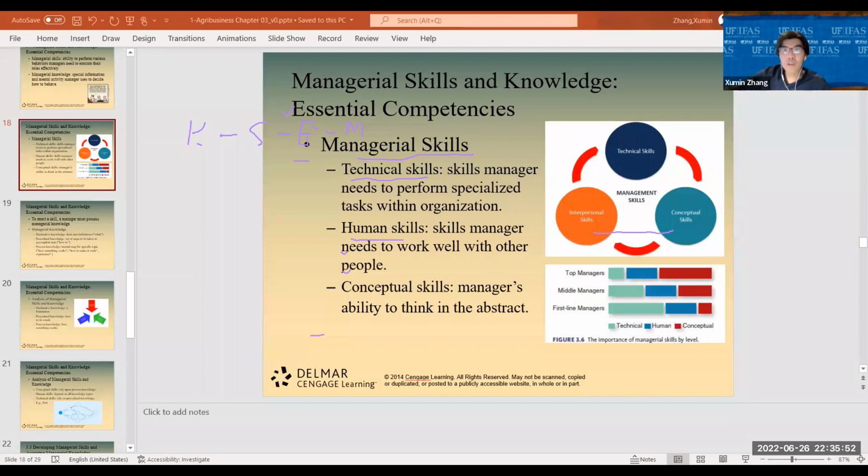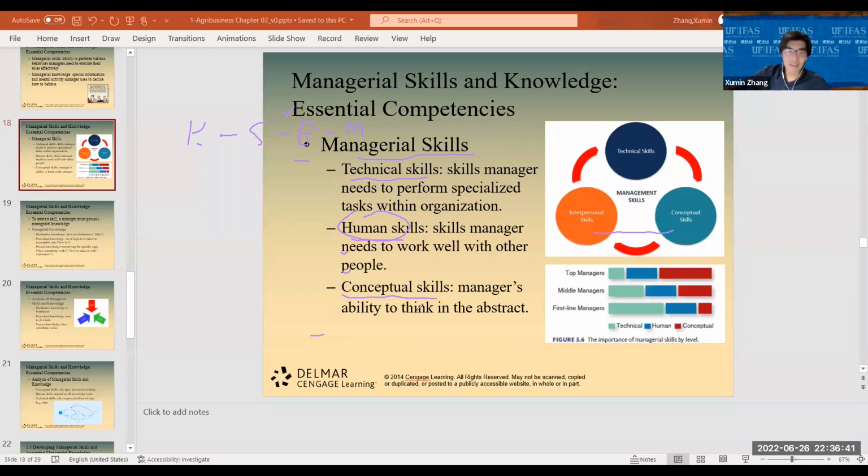The second level is the human skill, interpersonal skill. Remember, we talked about the interpersonal role, the informational role, and the decision-making role. Human skill is the most important managerial skill the middle manager needs. Technical skill can quickly make you a first-line manager, but if you want to be promoted to middle manager, you need the human skill.